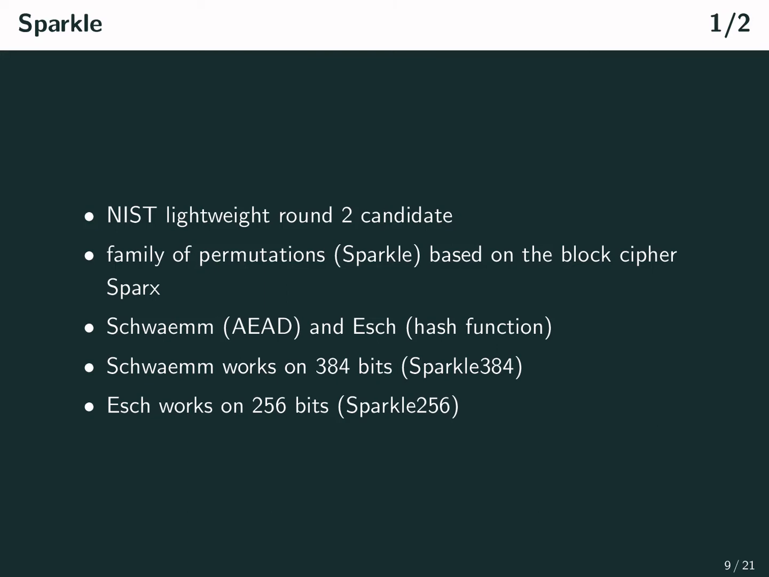Sparkle is a family of cryptographic permutations based on the block cipher Sparx. Schwaemm, an authenticated encryption with associated data scheme, and Esch, a hash function, follow a non-Feistel design approach and share Sparkle as the underlying permutation. Schwaemm and Esch work on a relatively small state, which is only 256 bits for the most lightweight instance of Schwaemm and 384 bits for the lightest variant of Esch.